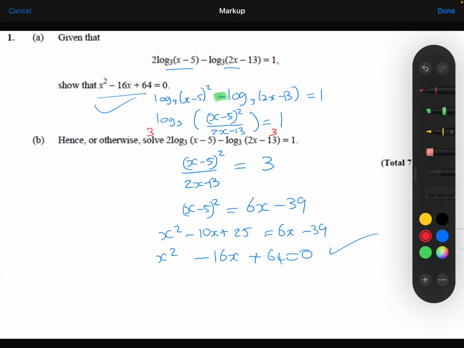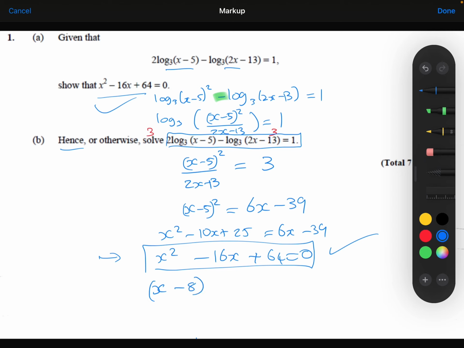Part B, hence or otherwise, solve this equation. Well, hence, I just showed that this equation is the same as this equation. So I could just solve this, because they're the same equation. So let's factorise this equation. I get (x minus 8) times (x minus 8) equals 0.